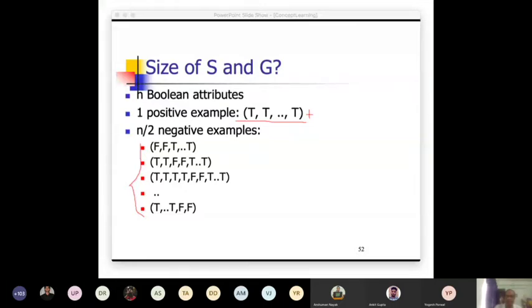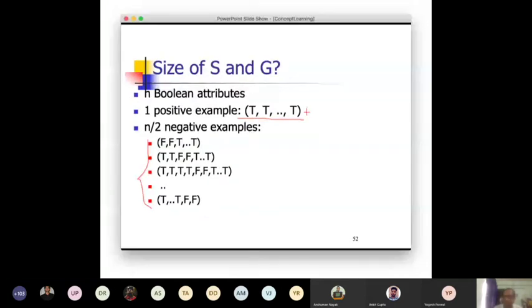Since there is no taker of this question. Plus 1. What is, somebody said something? Tell me. Sir, n by 2 plus 1. Which one? You separately answer. Size of S will be 1 only because there's only one positive example.